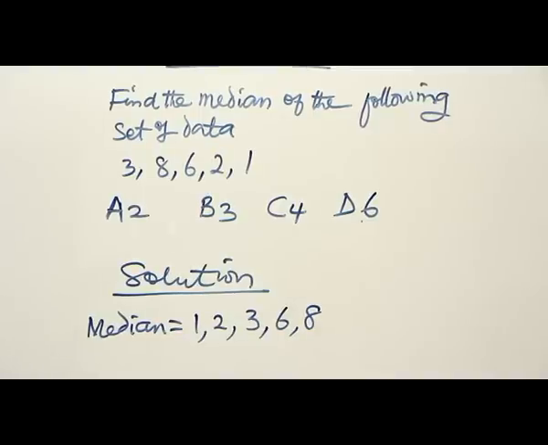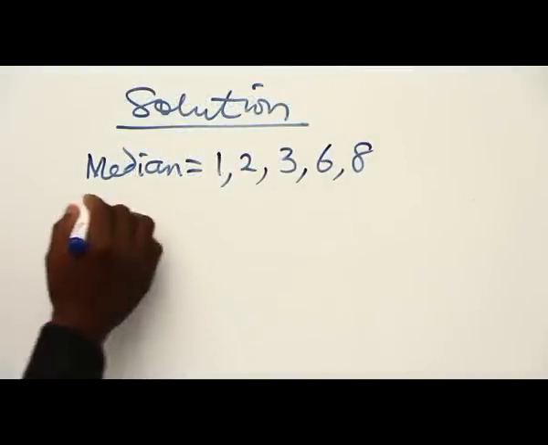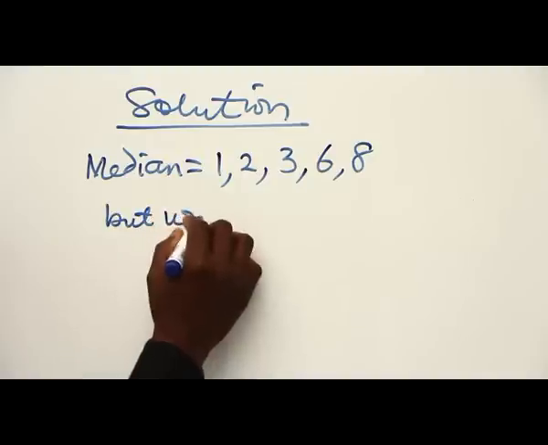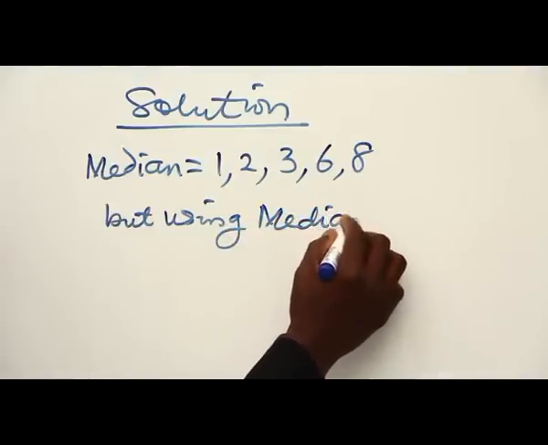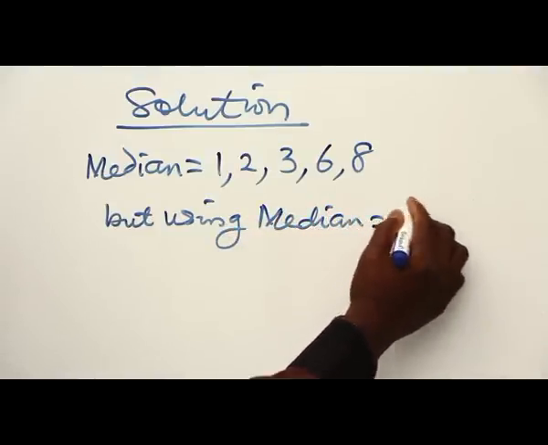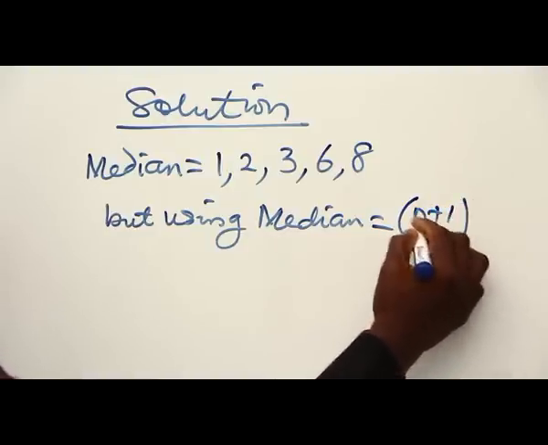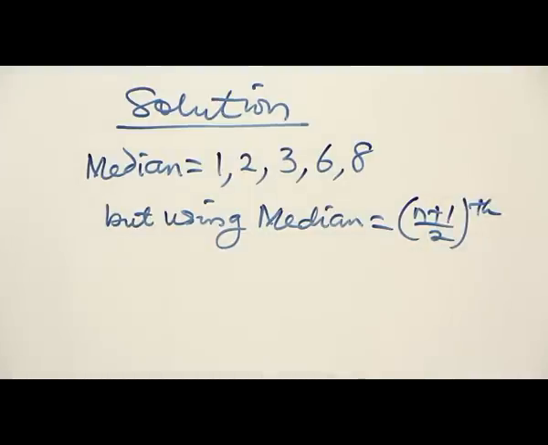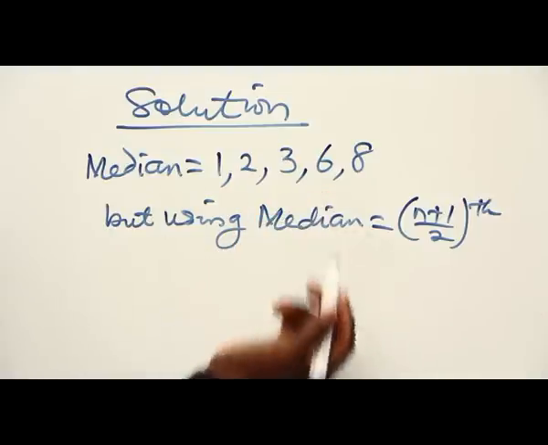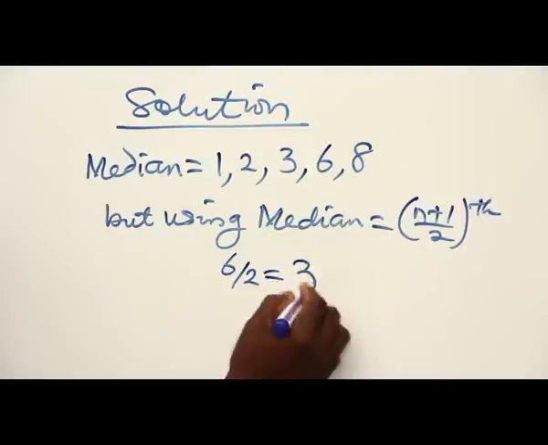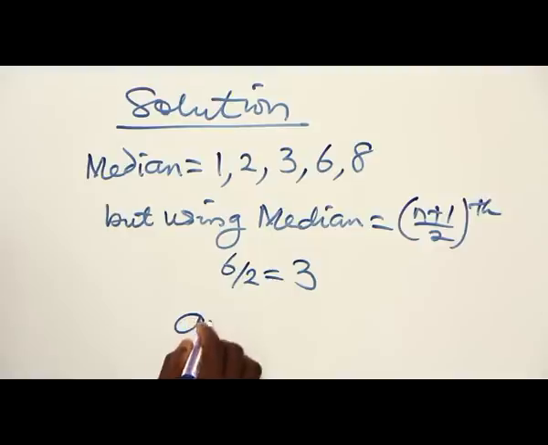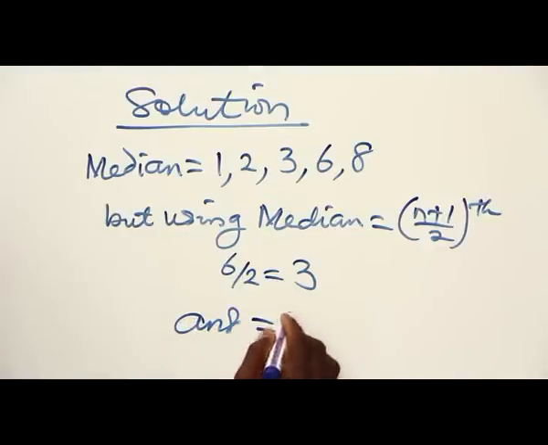But if we apply the formula, the median equals (n plus 1) over 2 item. The next item to the middle value here is 6. So we divide 6 by 2, which gives you 6 over 2 equals 3. Answer equals B.